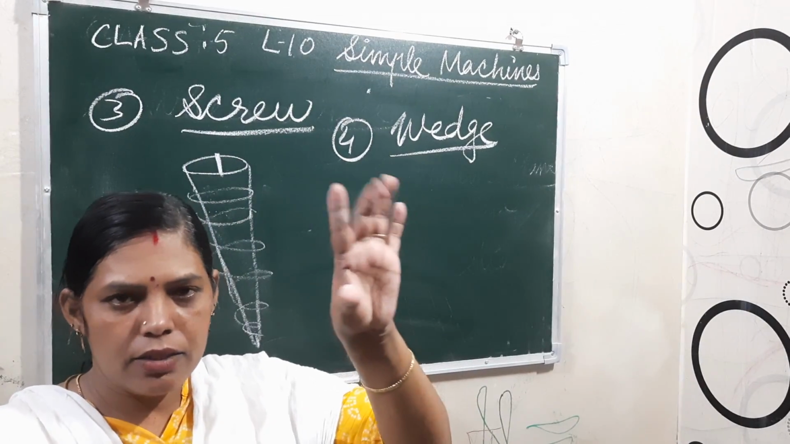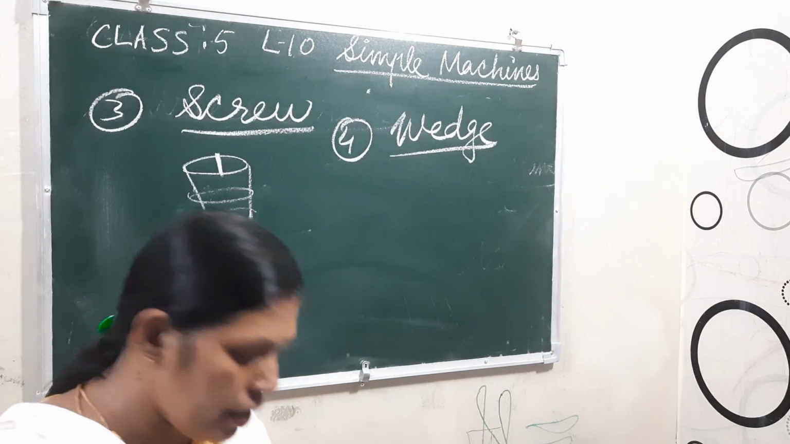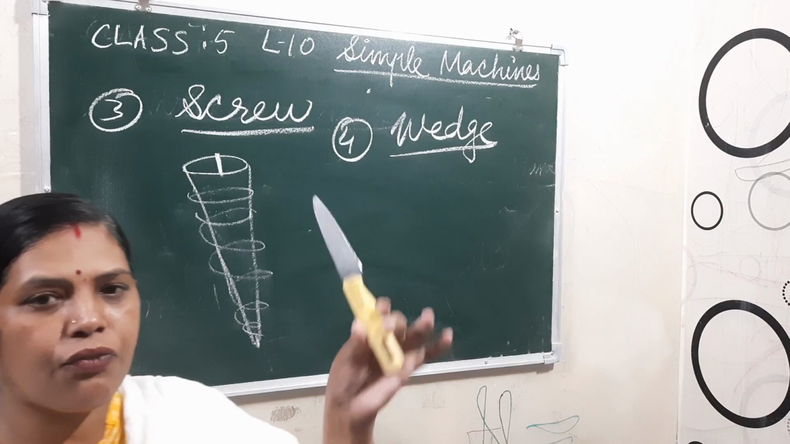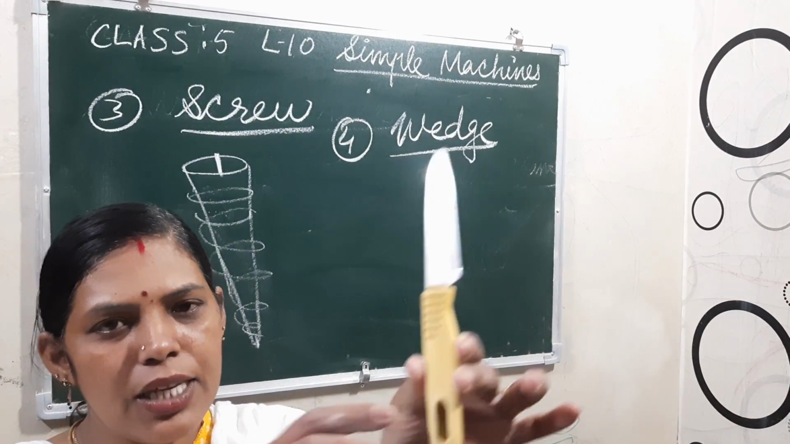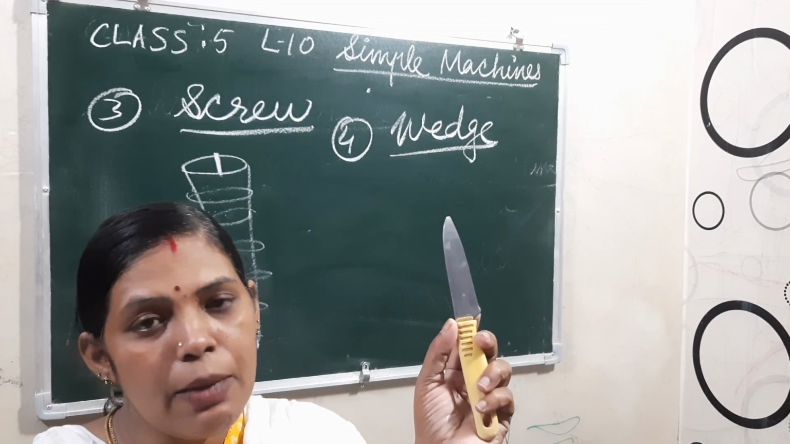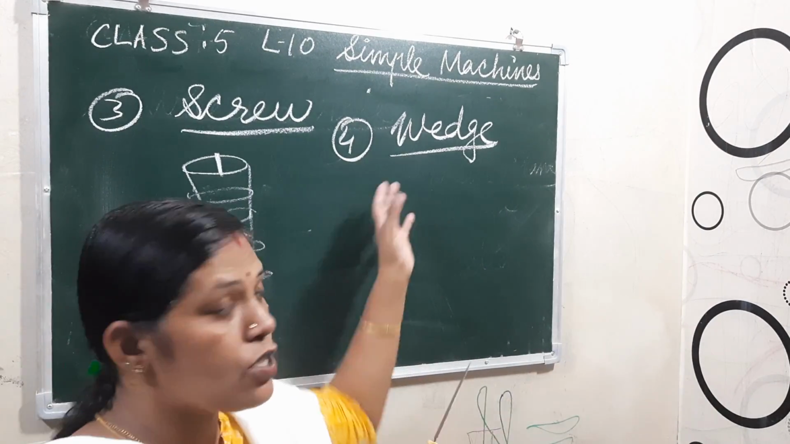Okay, this is what we call a wedge. It is actually, see, for example, a knife. In this knife, some children may not understand, so that is what I am showing, how the double inclined slope will be.